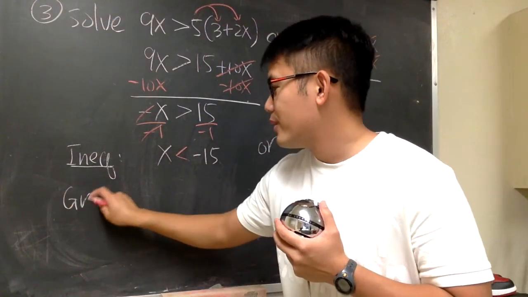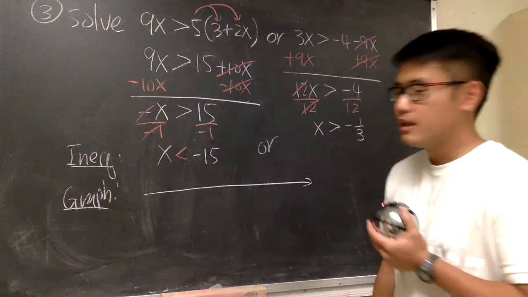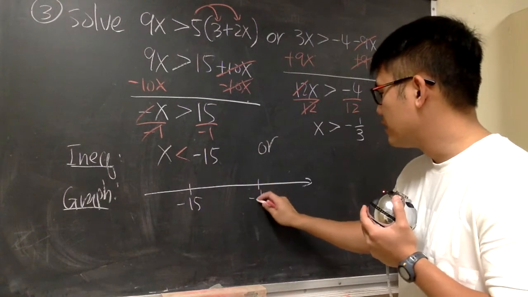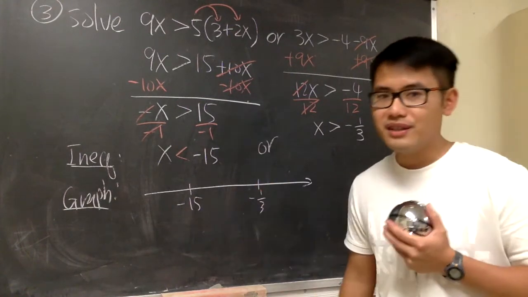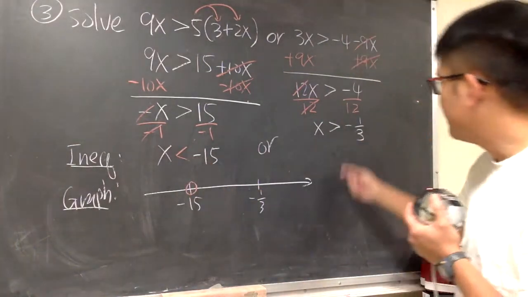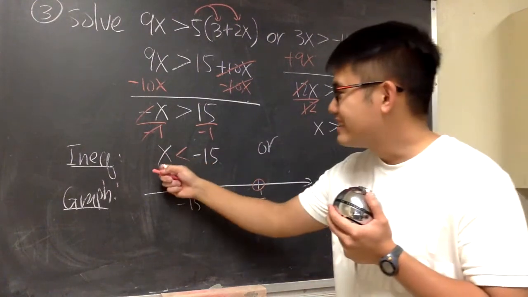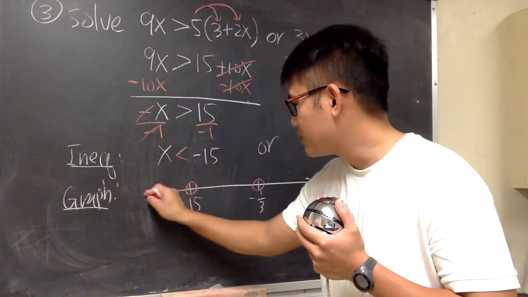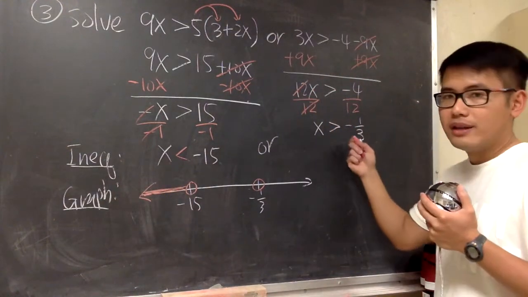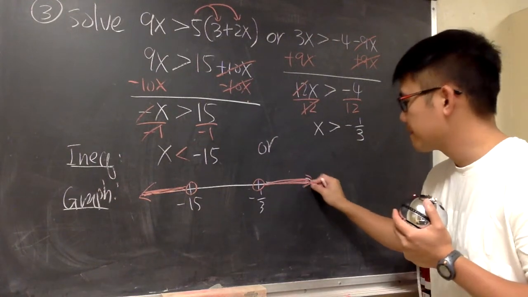And we will also use the graph, okay? So to do the graph, I'm just going to draw a number line. Two numbers to be considered, which is negative 15 and negative 1/3. In fact, negative 1/3 is bigger than negative 15, so we'll put it down like this. Well, this is just a less than, so open circle, and for the negative 1/3, it's also just a greater than, so open circle. X is less than negative 15, so we move to the left, right? So shade it to the left. For this one, x is greater than, so we go from here and then we go toward the right. Just like that.